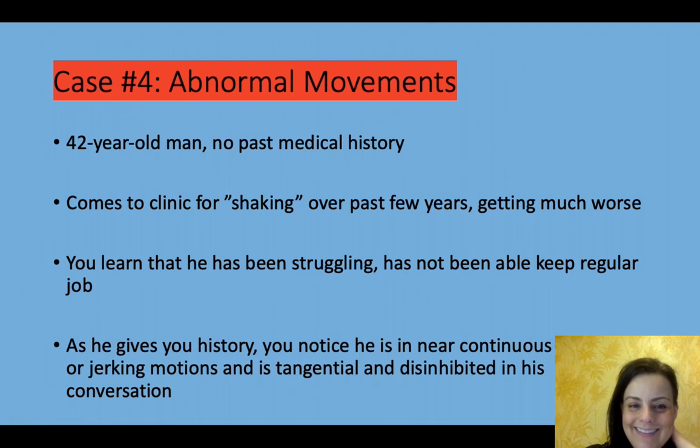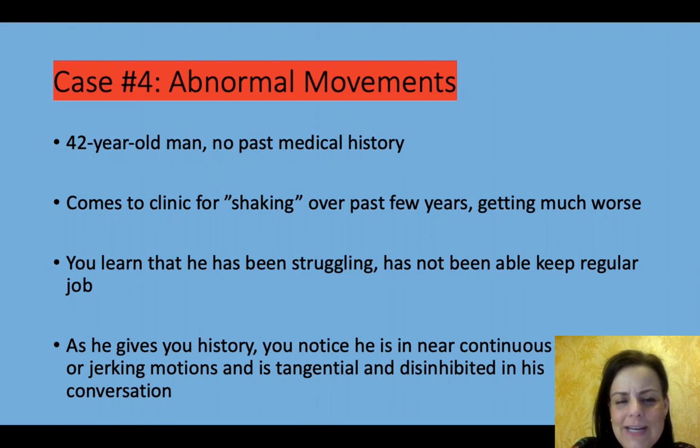Okay, this is our next case. I think it says 4, but I think it's number 3. So we've got a young man. 42 is young. He's got no past medical history, but he comes to the clinic because he's been shaking over the past few years, and it's getting worse. So you're kind of trying to figure out what he means by shaking and trying to get the rest of the story. He's kind of a tough historian, so it's really hard to get all the things straight here.